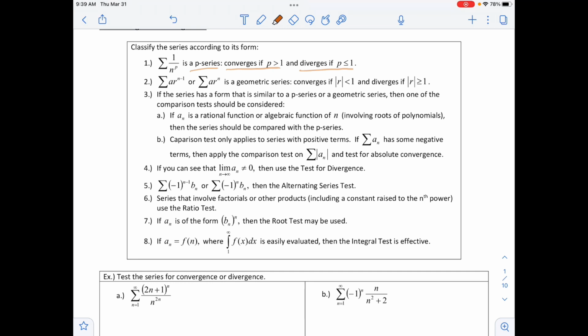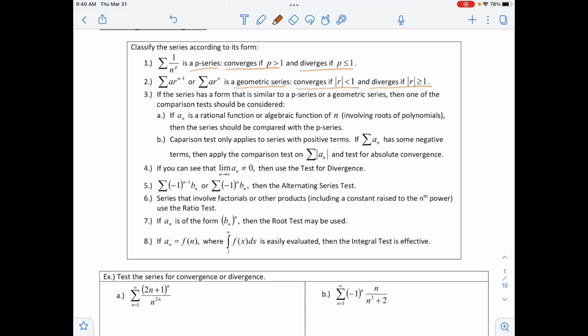The next thing is to consider a geometric series. If it has the form of the sum of a times r to the n minus 1, or a times r to the nth, that's going to be called a geometric series. It's convergent if the absolute value of r is less than 1 and divergent if the absolute value of r is greater than or equal to 1.